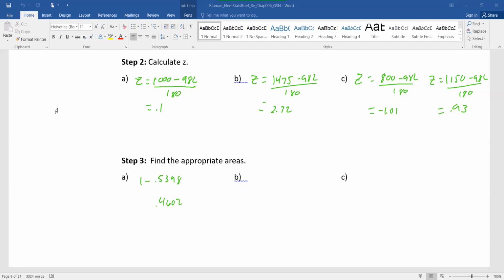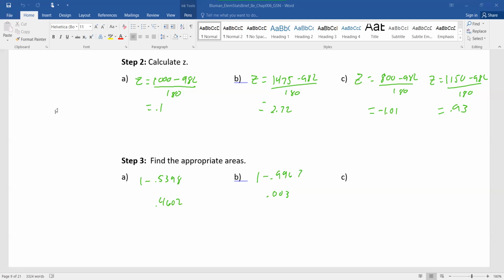Now what's the area at 2.72? 9967. And I was looking for things that were more than that. So what am I going to do with this area? So what's 1 minus this? Close. Are y'all sure it's 9967? Oh, they went to 2.74. Are we sure we did this calculation correct? Let's check it. Just make sure.